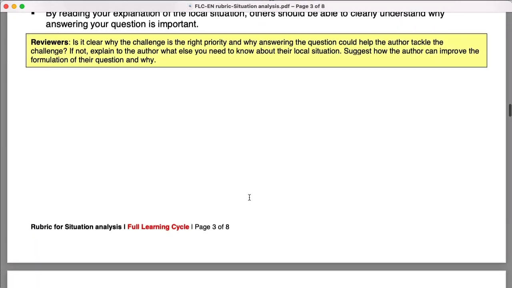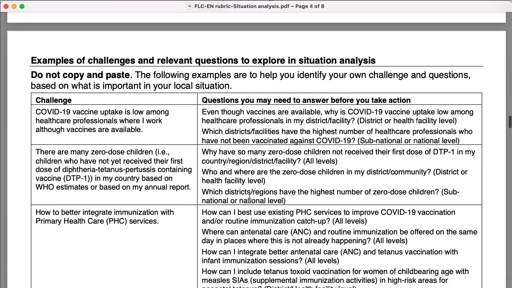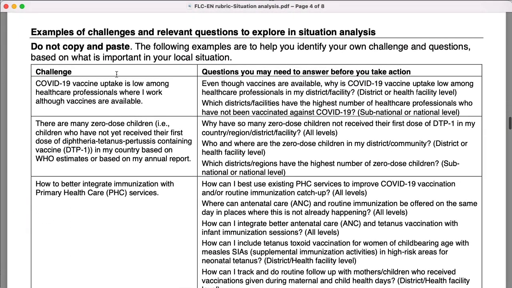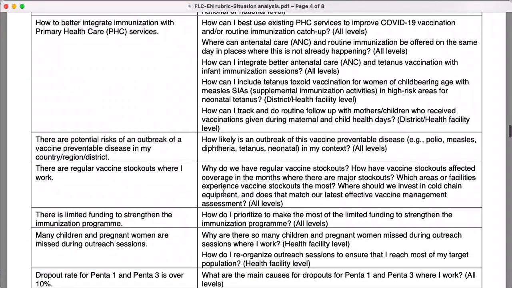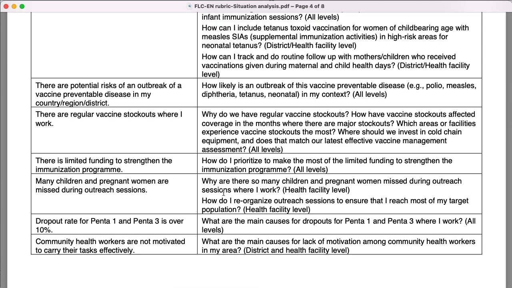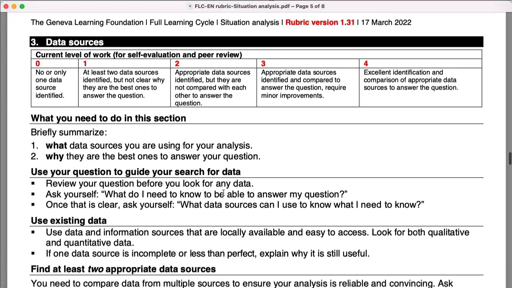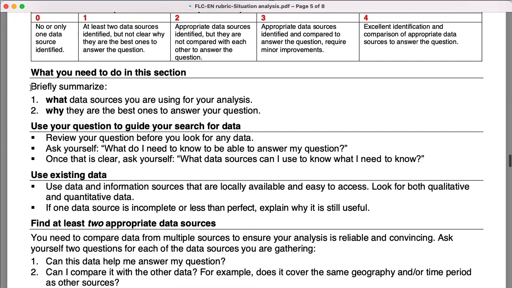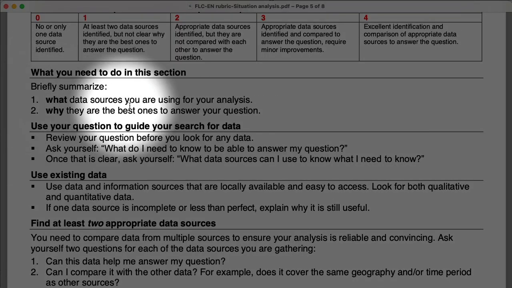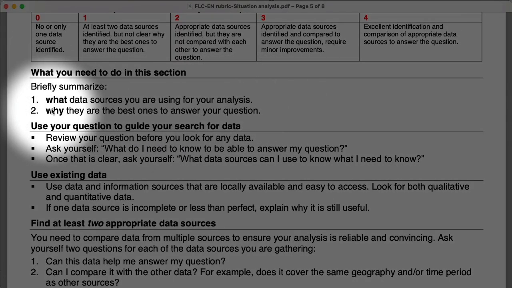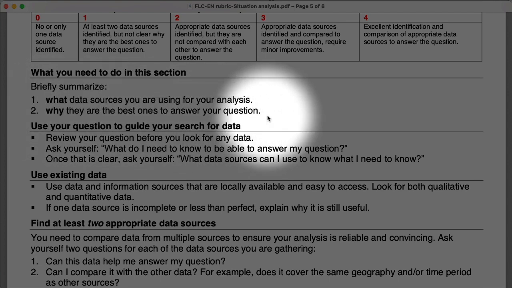So now let's go look at, remember in the rubric, you have examples of challenges and questions you can ask. So with this person, you want to check that they didn't just copy one of these, but that's obviously not the case here. Now let's go to the data sources. What you're asked to do here is say what data sources you're using for your analysis and why they are the best ones to answer your question.